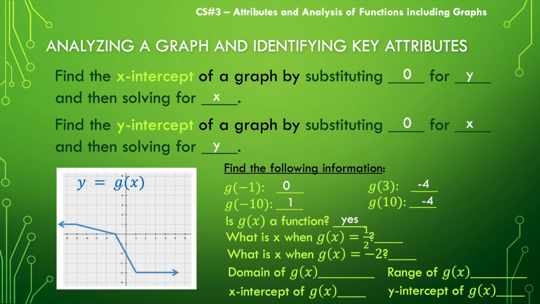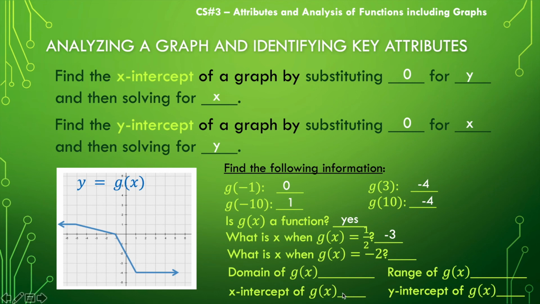What is x when g of x is 1/2? Now this is kind of going backwards from what we did up here. We're saying g of x, which we know is y. We know that y is 1/2. What is the x? So let's go on our function until we hit a y value of 1/2. That's like halfway between 0 and 1, right? That's where I am. All right, so our x value there will be negative 3.